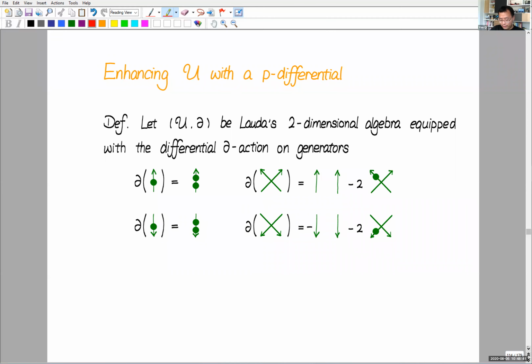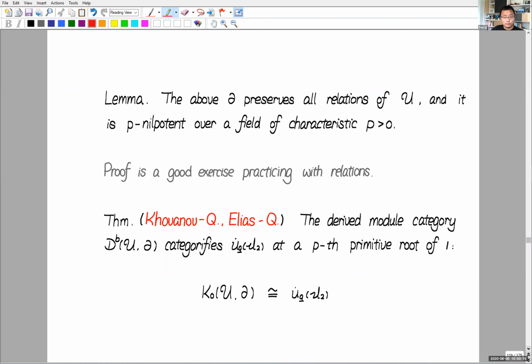And so building on an earlier theorem with Khovanov, Ben and I showed that the derived category of this calculus with p-differential categorifies the small quantum group U_q(sl_2) at a pth root of unity. And then our next goal is to outline how this is proved. So why the categorical relations of quantum groups are satisfied on this PDG calculus of U.